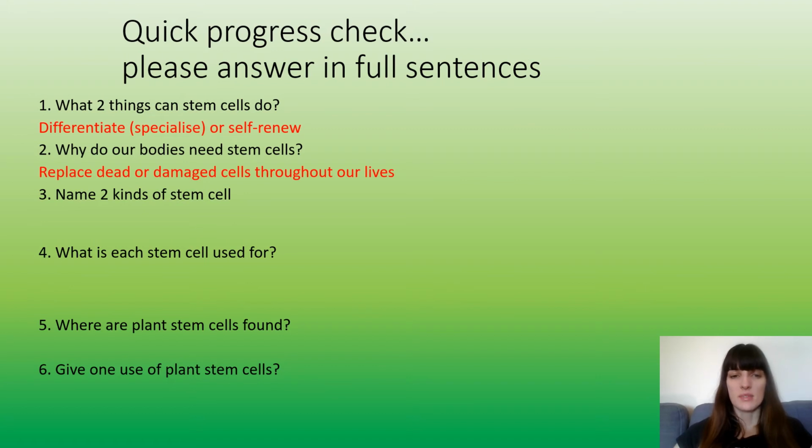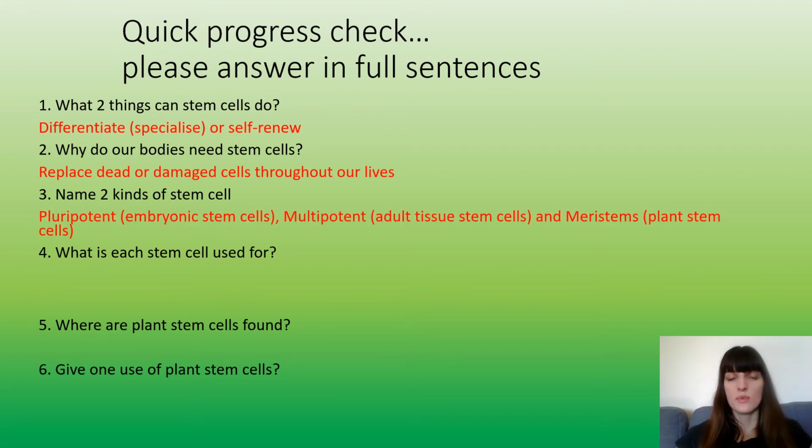Name two kinds of stem cell. We have the pluripotent, which is the embryonic stem cells, the multipotent, which is the adult tissue stem cells, and meristems, which are plant stem cells. So there's three kinds there.